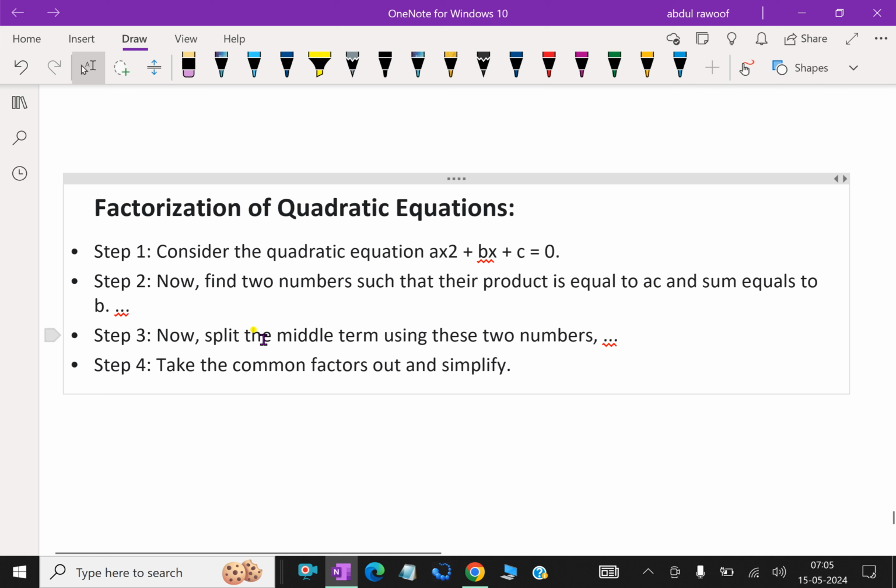Factorization of a quadratic equation. Consider a quadratic equation ax squared plus bx plus c equals 0. Now find two numbers such that the product is equal to AC and the sum equals B, the middle term. Sum is middle, product is AC. Now split the middle term using these two numbers. Take the common factors and simplify.